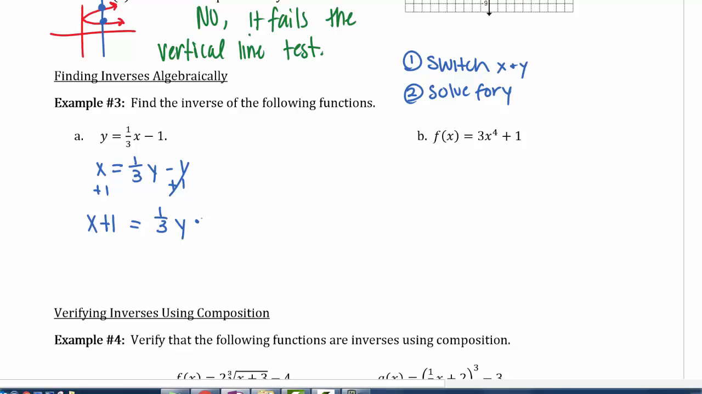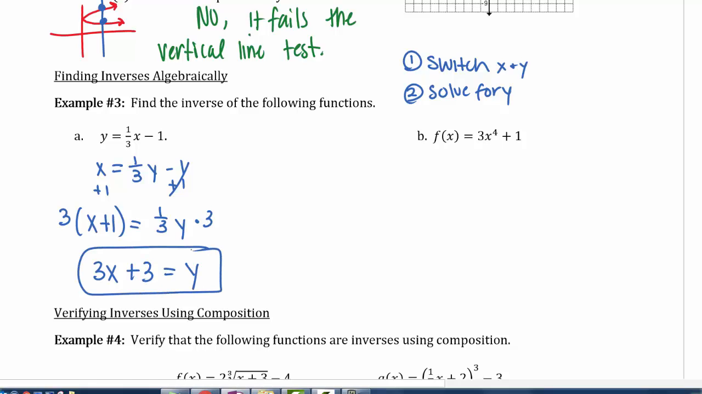And then to get rid of that fraction, I need to multiply both sides by 3. And make sure you multiply everything on the left side by 3. So you end up with 3x plus 3 equals y. And that's my inverse. And you could write this as f inverse of x equals 3x plus 3. That would be the proper notation.